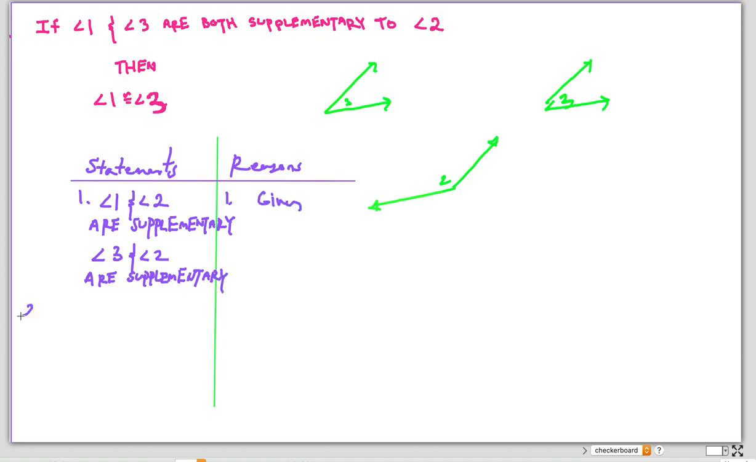Now you use the definition of supplementary at this point. What does it mean for two angles to be supplementary? Their measures sum to 180. That is the definition of supplementary. So I can now write two equations. I can write measure of 1 plus measure of 2 equals 180, and I could also write that measure of 3 plus measure of 2 is equal to 180. And this statement follows from the definition of supplementary.